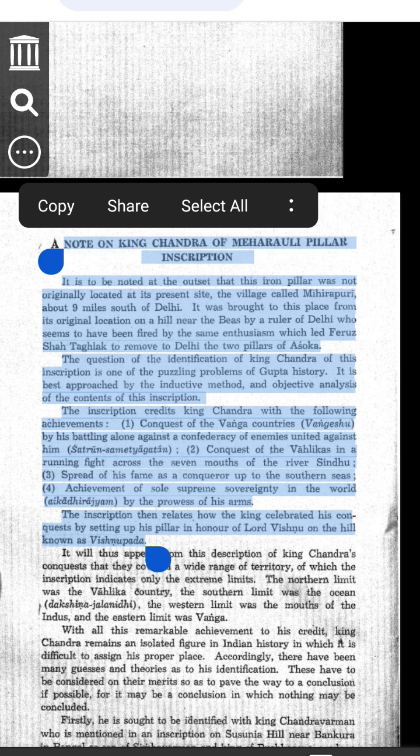3. His fame spread to the southern seas. This means his name and power were known even in South India. He might not have conquered the south, but people there knew about his greatness. Example: imagine a hero whose name is famous not just in his country, but in faraway lands.